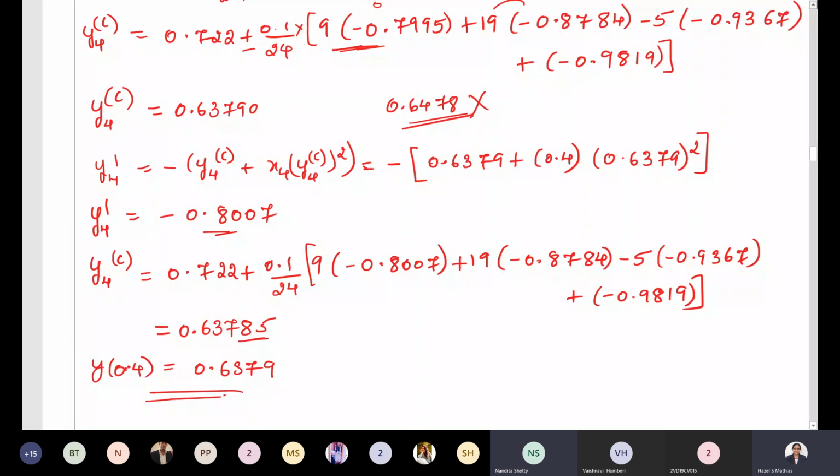And 0.63. 0.637857. 79. 79. 785? Okay, doesn't matter. You can take till here and round it off. So 85 will become, this will become 9. You can round it off. Okay.